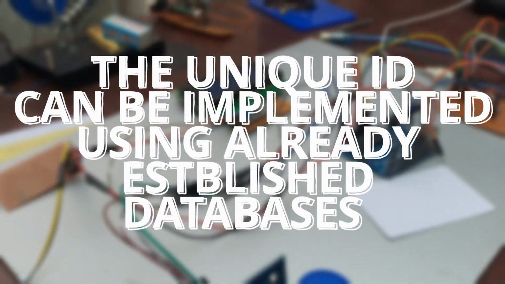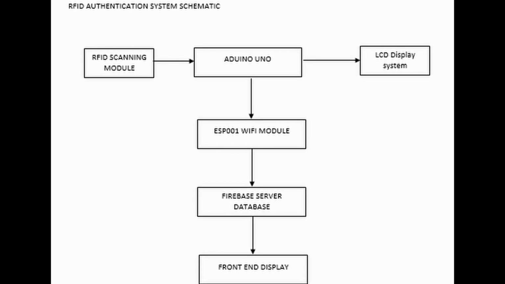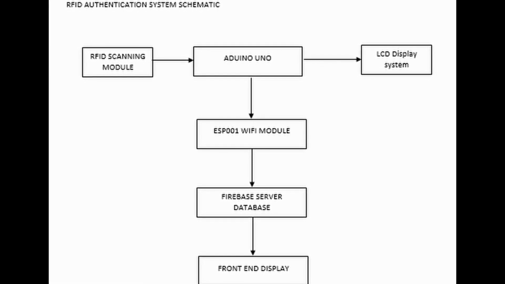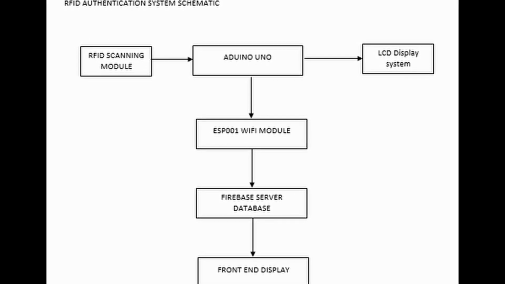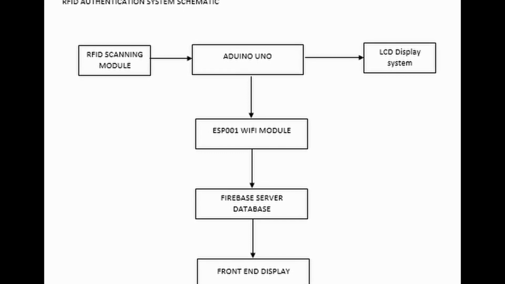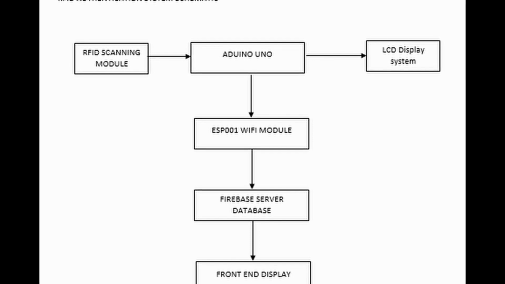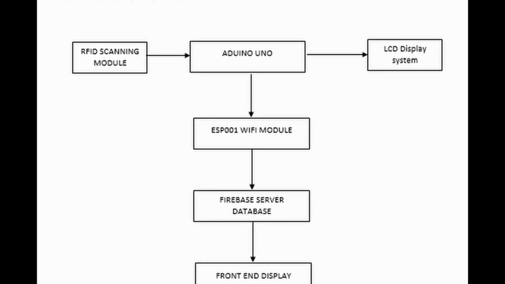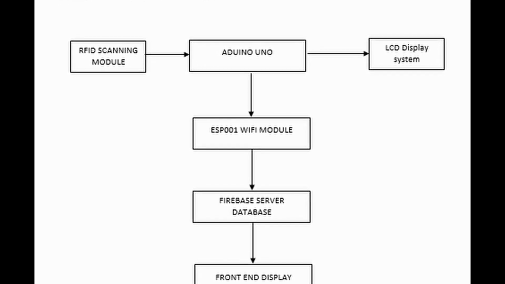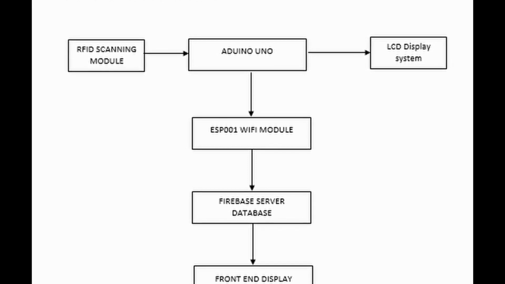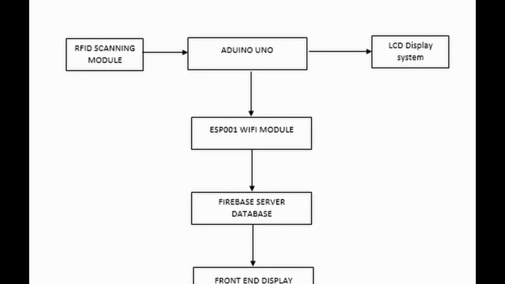So this is how the system functions. Again, you have the RFID scanning module. You swipe your card by the module, and the module reads the unique ID on the card and transmits it to your Arduino. The Arduino reads that, and then compares it with the already established set of unique IDs that the Arduino has.